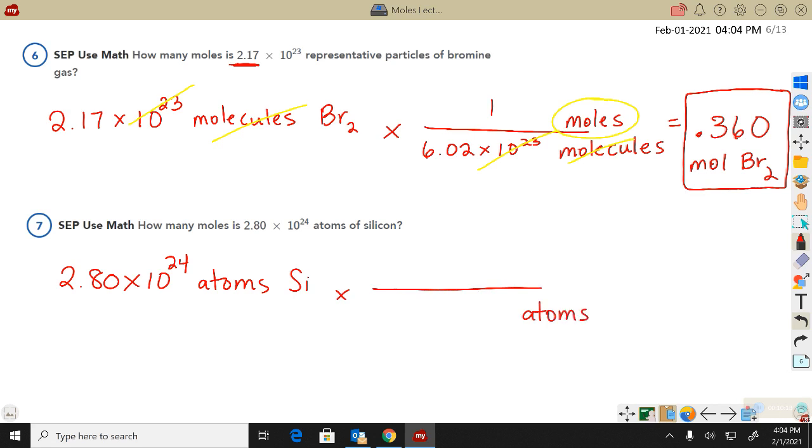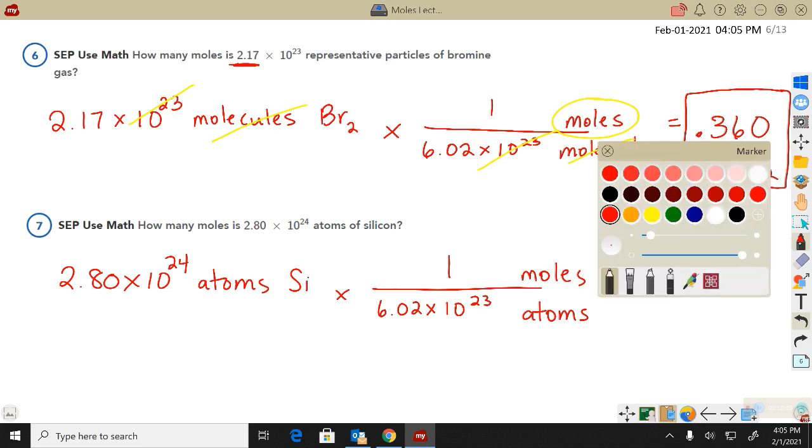The unit that I want goes on top. How many moles? And check it out. It's the same relationship. 1 mole of anything is 6.02 times 10 to the 23rd particles. So really, it didn't matter that it was bromine or silicone. I set up this calculation exactly the same.